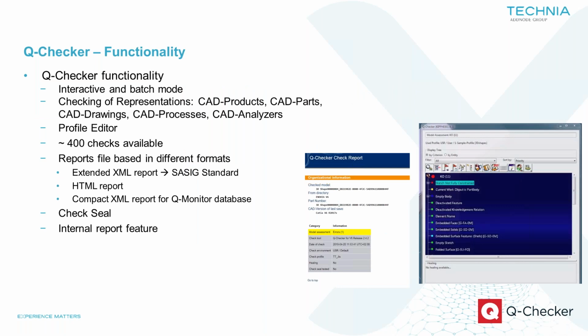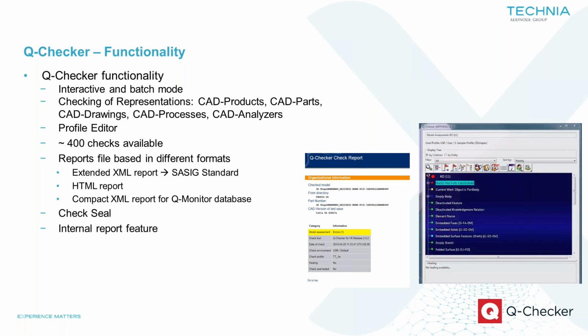If we talk about the QChecker functionality, it can be run in both modes, interactive as well as batch mode, where a number of models can be checked at the same time and the report can be generated for that. The profile can be generated for different products, different CAD parts, different CAD drawings, and different CAD processes. So it helps to analyze the profile for CAD product, CAD part, CAD drawing, and CAD process.